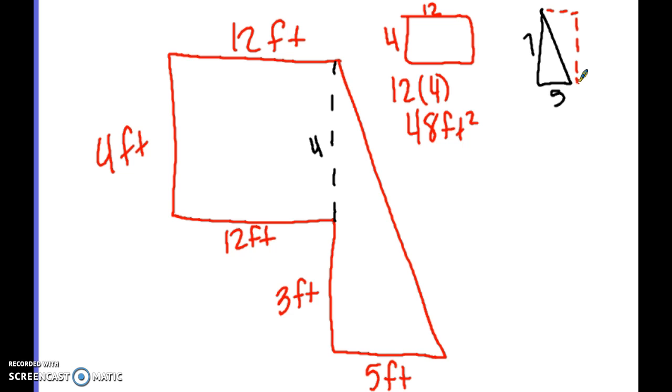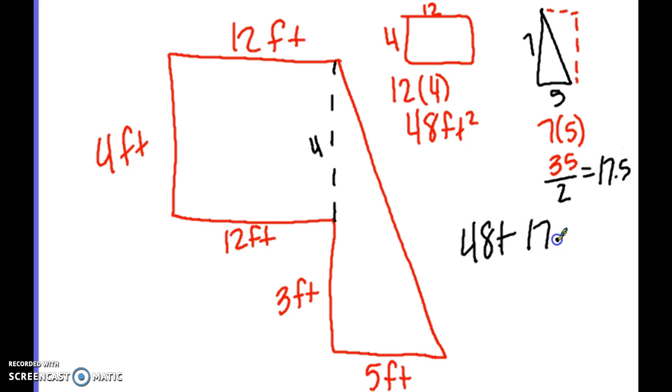So I have this height of 7 times this base of 5. 7 times 5 is 35. Then I'm going to divide 35 by 2 because this is a triangle. So 35 divided by 2 is 17.5. And then I'm going to add these two together. 48 plus 17.5 is 65.5 square feet.